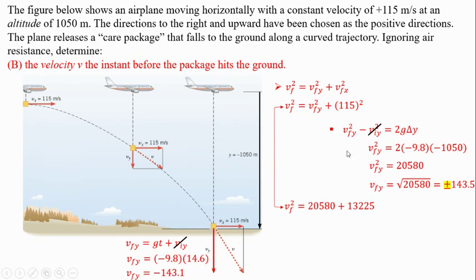And then 115 square is simply 13,225. I'll add those values together, and that's 33,805. And then we're just going to square root both sides to get VF by itself. So you'll get VF as about 183.9.